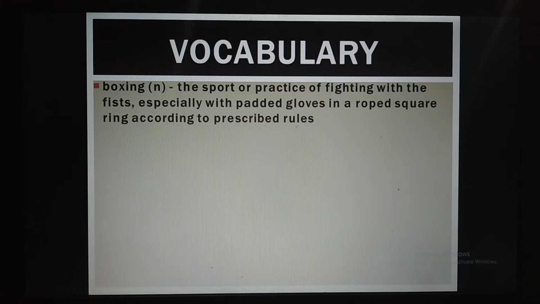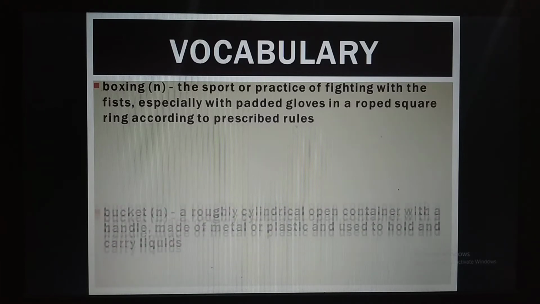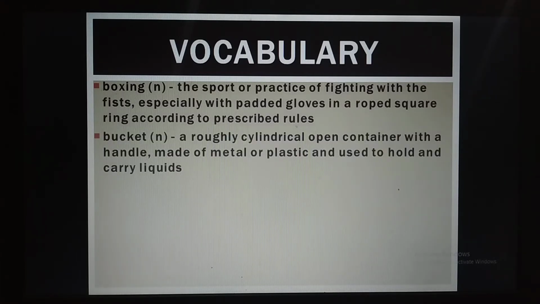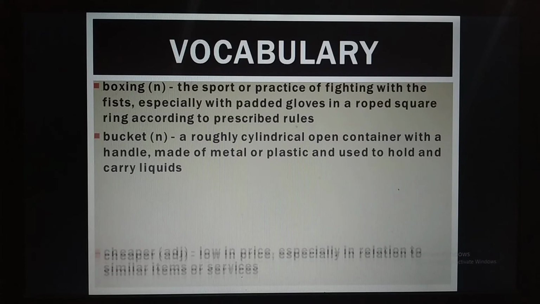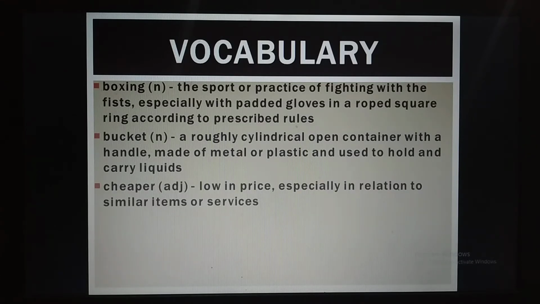So the first word in our vocabulary is boxing. The sport or practice of fighting with the fists, especially with padded gloves in a roped square ring according to prescribed rules. That is boxing. Next, bucket. A roughly cylindrical open container with a handle, made of metal or plastic and used to hold and carry liquids. Bucket. Next, cheaper. Cheaper means low in price, especially in relation to similar items or services.